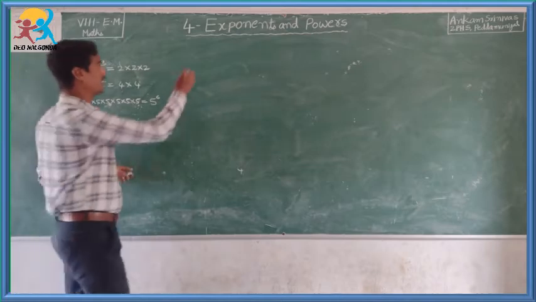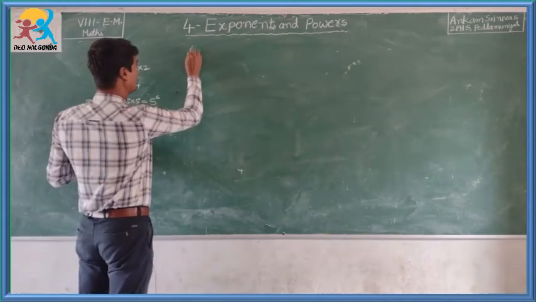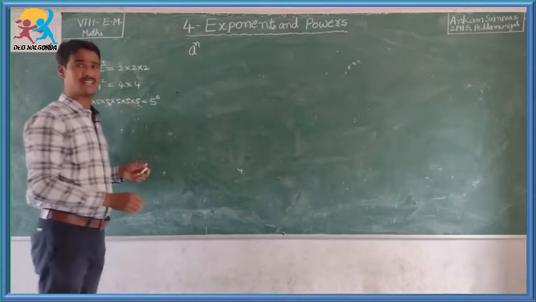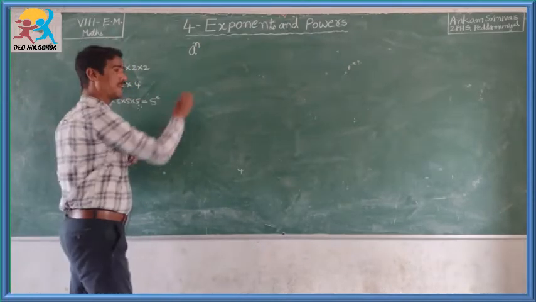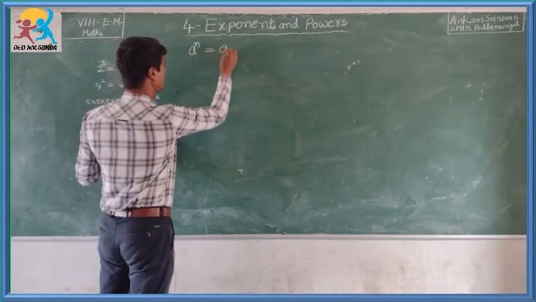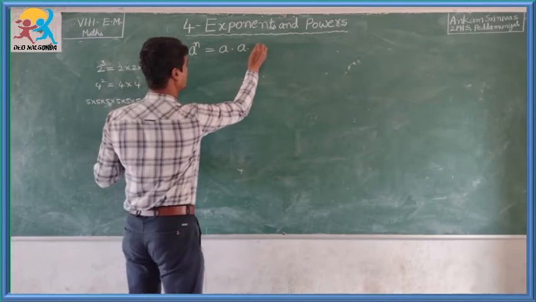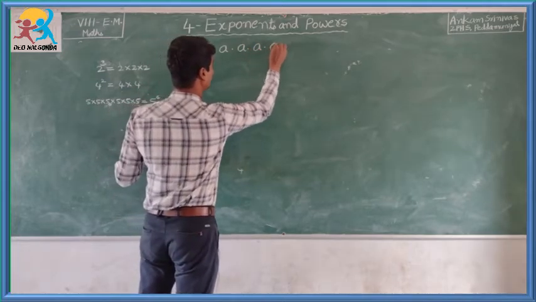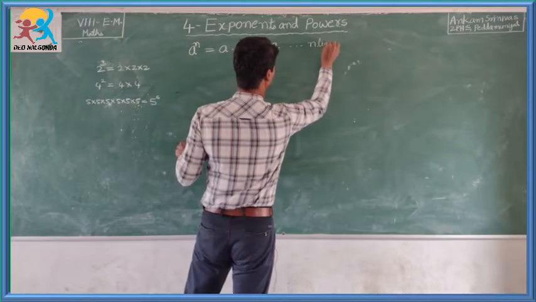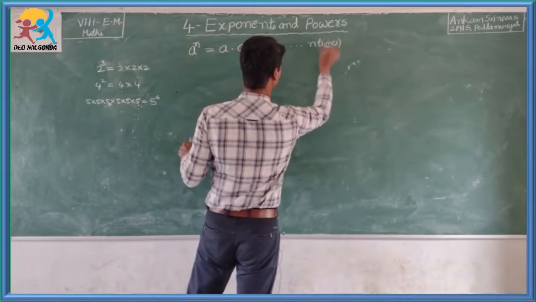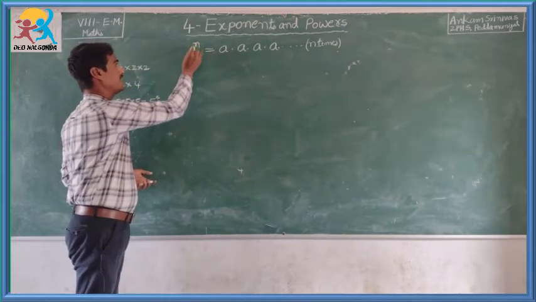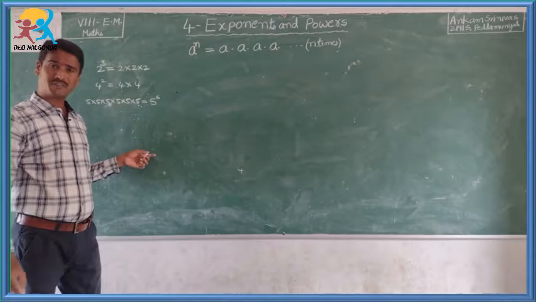That means if I take a power n, what is the meaning of a power n? A multiplied by itself n times. That means a into a into a into a, and so on, n times. How many times? n times. So a to the power of n is read as a to the power of n.